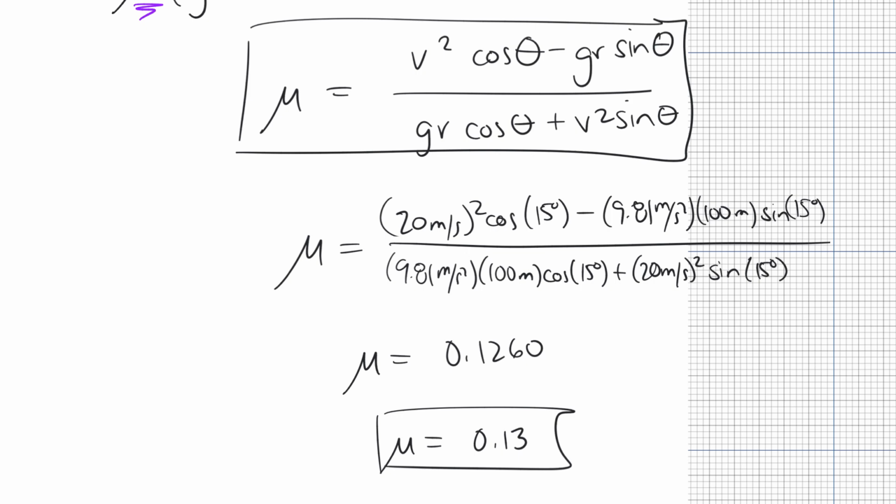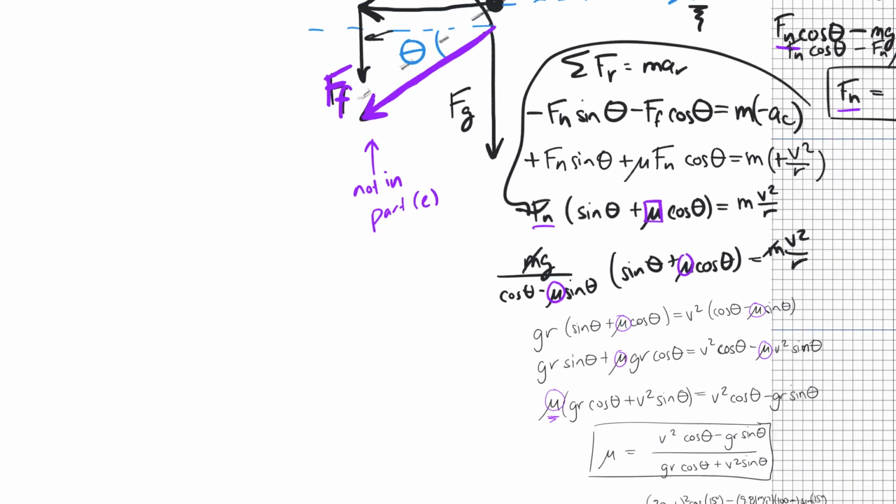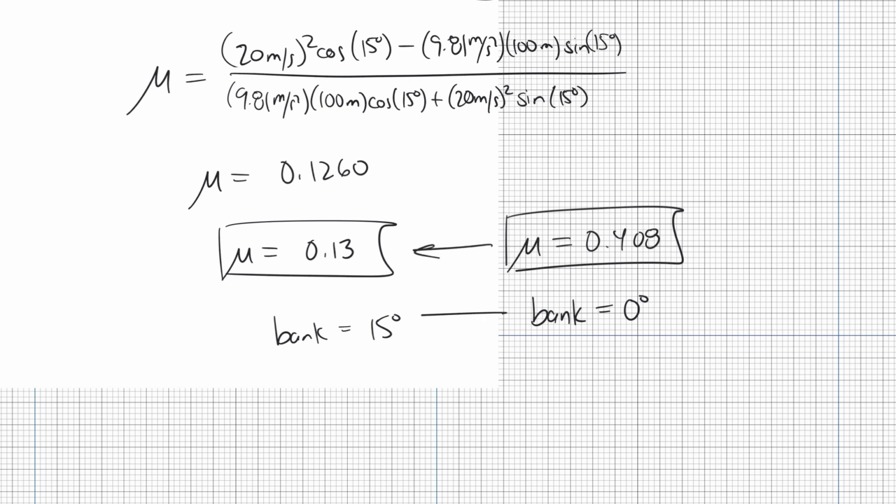0.13, which I think is really, really impressive when you think about it, that the coefficient of friction would drop this much with a banking of so little, right? A couple of steps ago, we found that to go 20 meters per second, you would need a mu of 0.408 in order to make that turn. Well, if you bank that turn by 15 degrees, your required mu drops to 0.13, right? So that's really, really impressive.